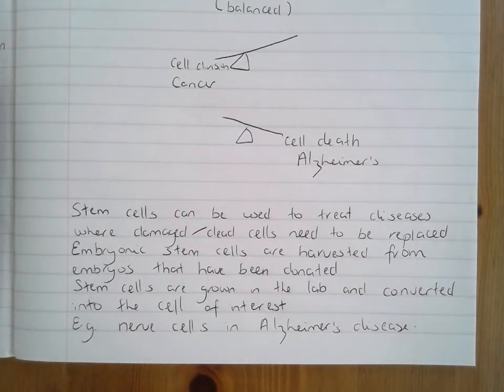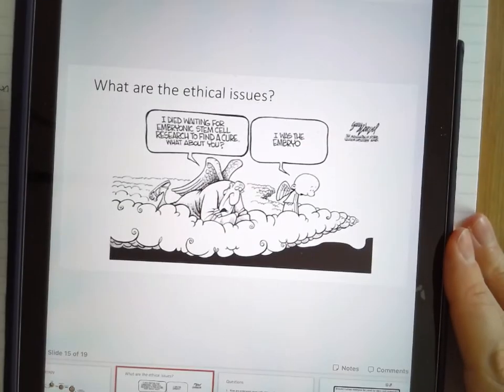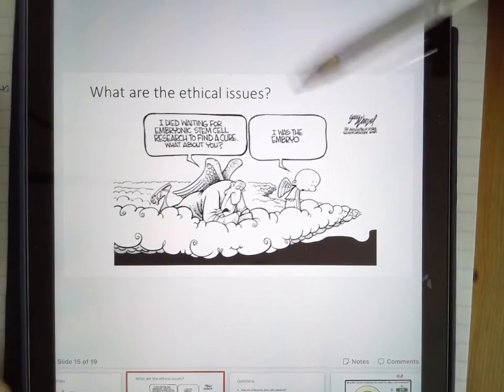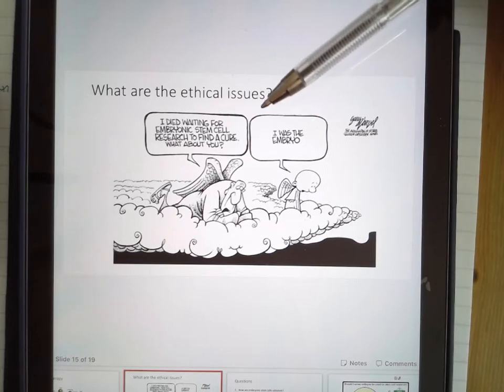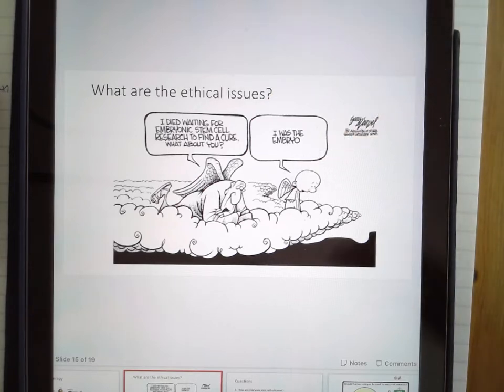Before we look into the uses of stem cells in medicine a little bit closer, there are obviously ethical issues surrounding this. I'm just going to show you a cartoon that kind of sums this up. Okay, and the main ethical issues surrounding the use of embryonic stem cells was that, in order to harvest the embryonic stem cells, you are destroying an embryo. And this cartoon, well, I'll let you have a look at it for yourself. Or you can pause if you want to have a proper look at it before I start talking about it.